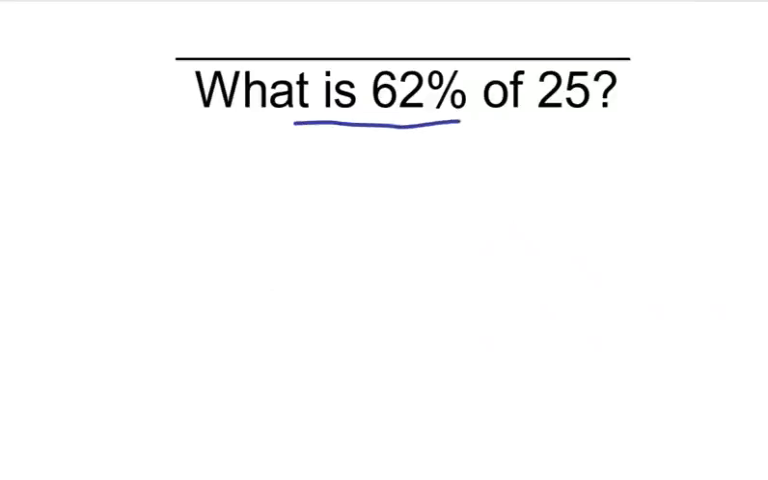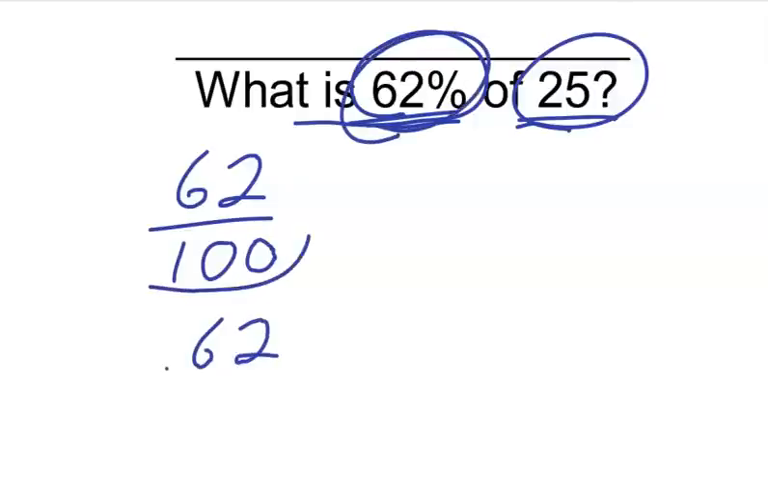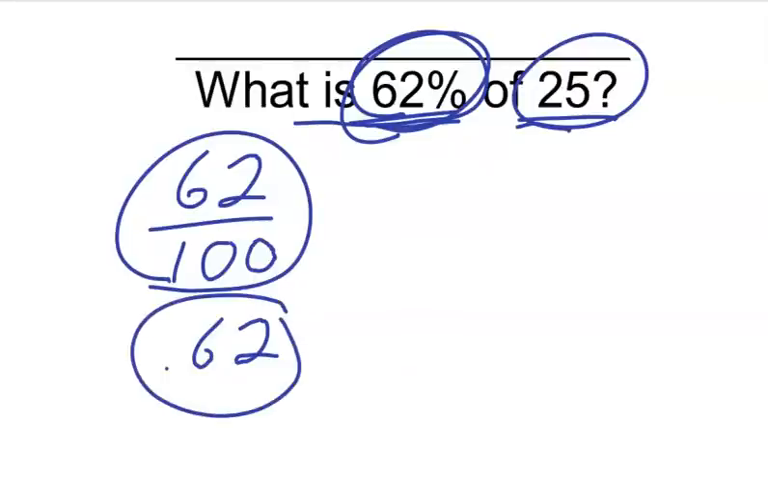What is 62% of 25? All right, guys, so this is what you're going to do anytime you're trying to find the percent of a number. 62% is 62 over 100, which is also 0.62. So 62%, 62 over 100, and 0.62 are all the same thing written 3 different ways. This is it as a percent.